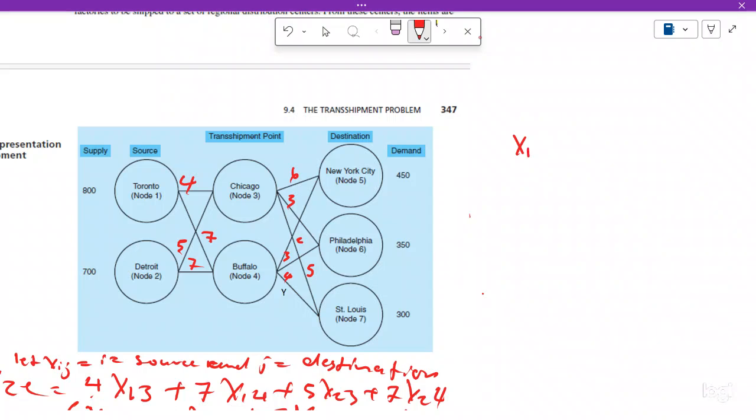x13 plus x14 equals 800. Right, once again. We're seeing it again. Then x23 plus x24 is greater than or equal to 700.